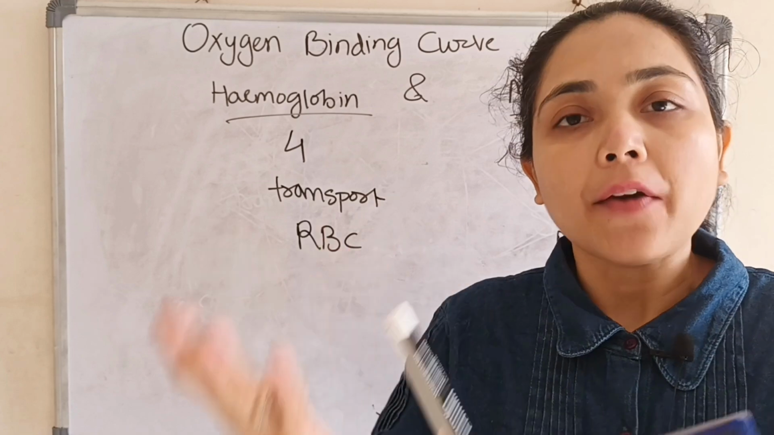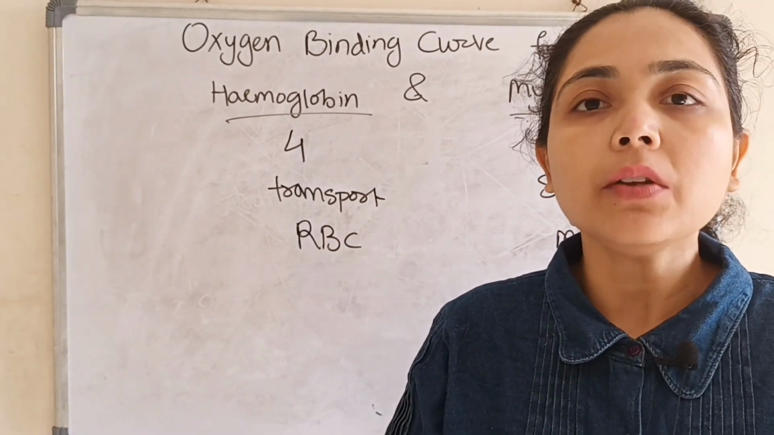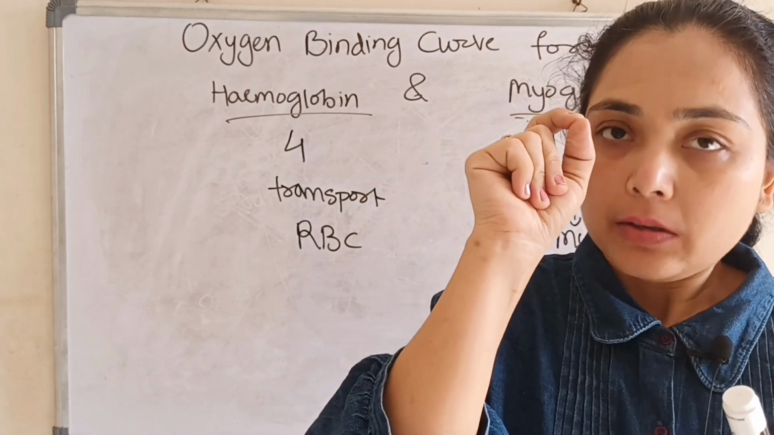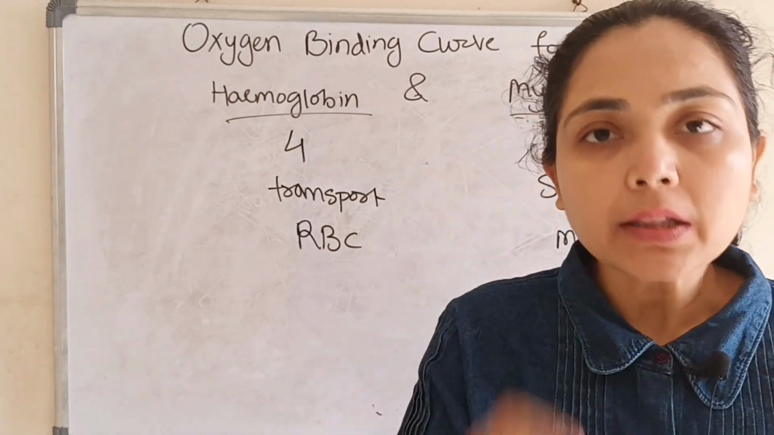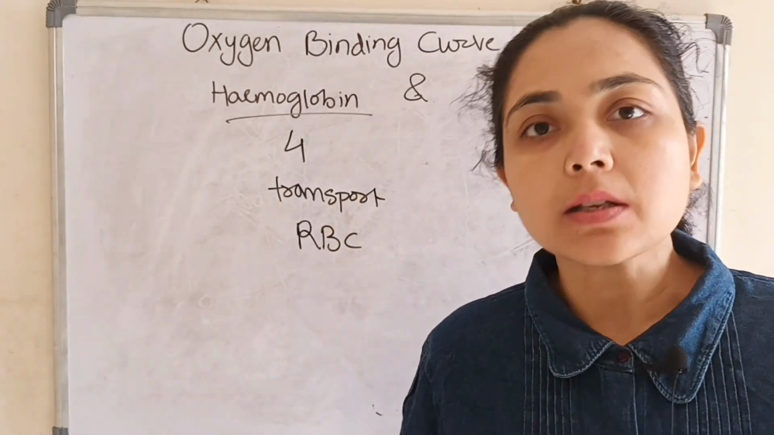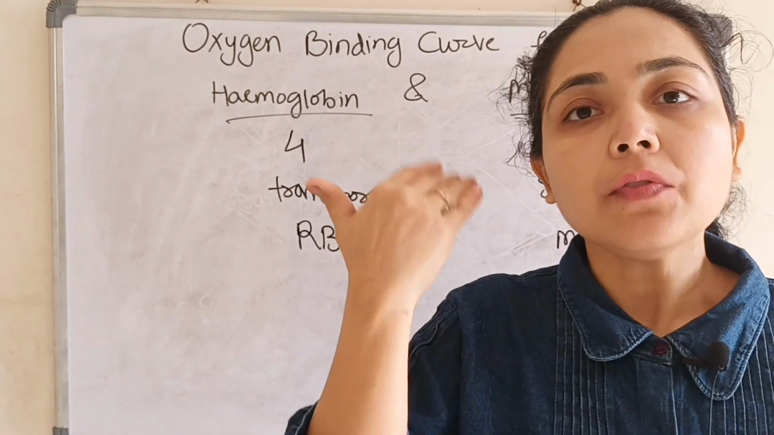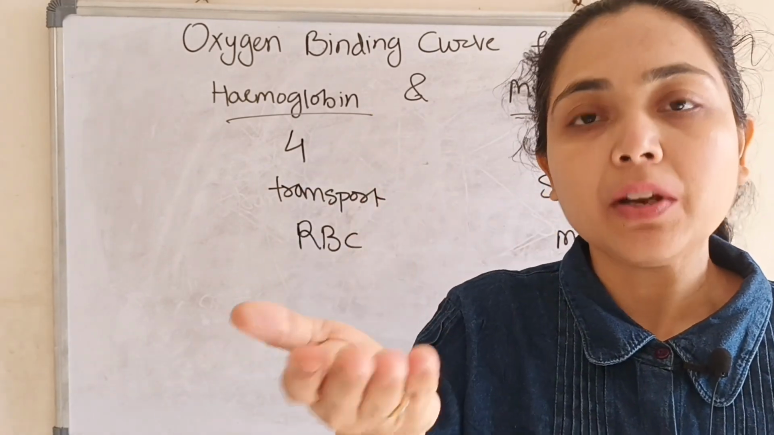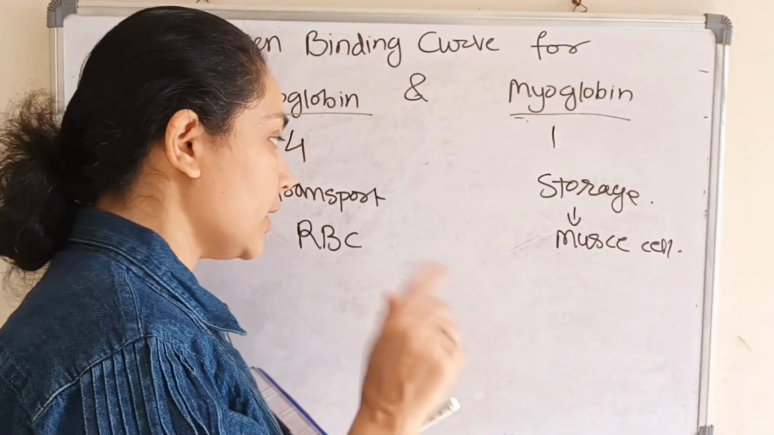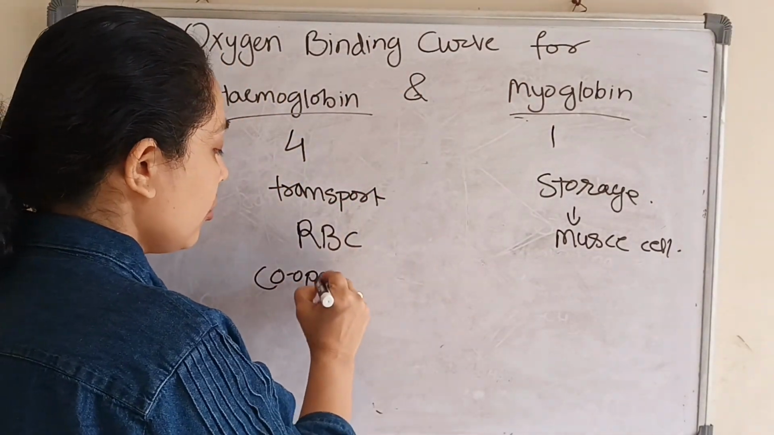that the affinity of the other subunit will increase towards the oxygen. Okay, binding of one subunit to the oxygen will make conformational changes in such a way that the affinity of the other subunit will increase towards the oxygen, and then the other subunit will more readily or rapidly bind to the oxygen. So that is cooperative binding. This phenomenon we will see in hemoglobin.